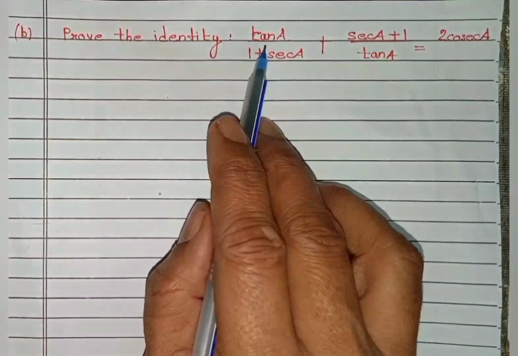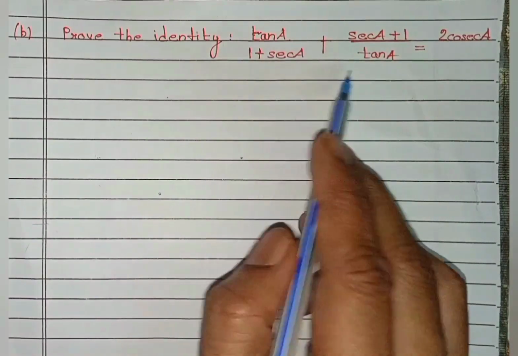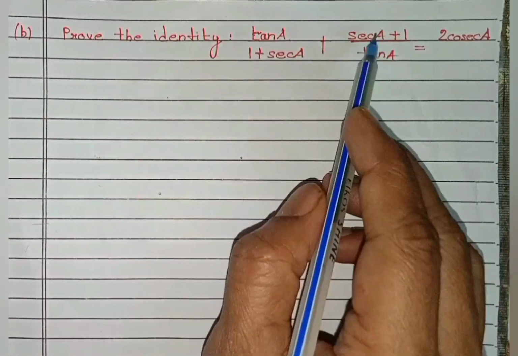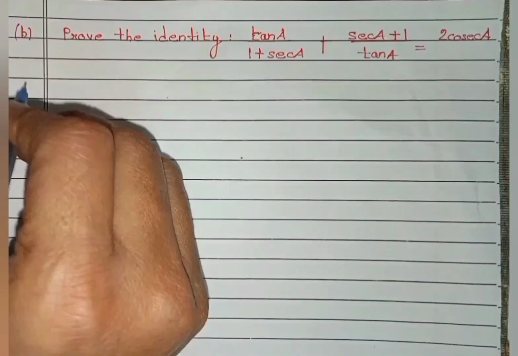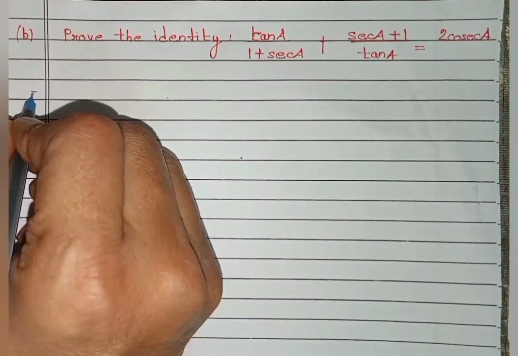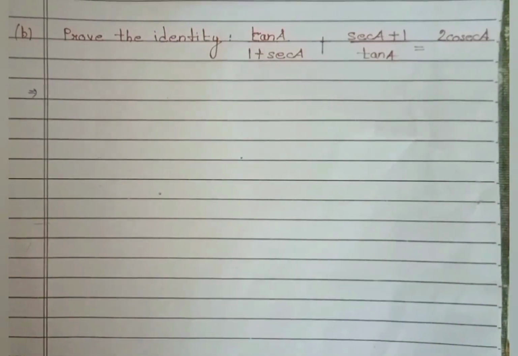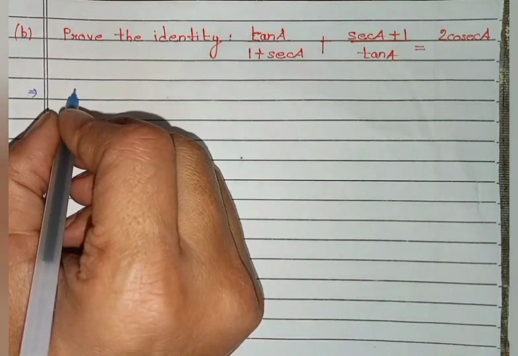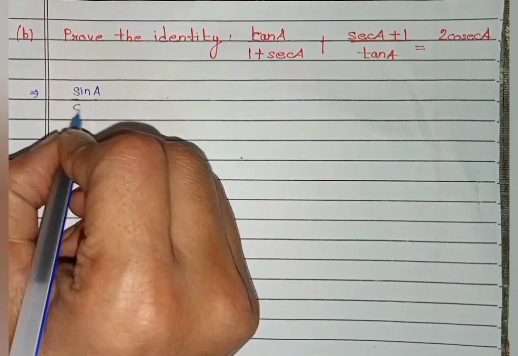We have to prove this identity. Now what we will do on the left side, first step that we can apply is we can convert all these trigonometrical ratios in form of sine and cos. Now see, starting with the left hand side, first of all we have tan A. So this tan A can be converted into sine upon cos. So we are writing it as sine A upon cos A.